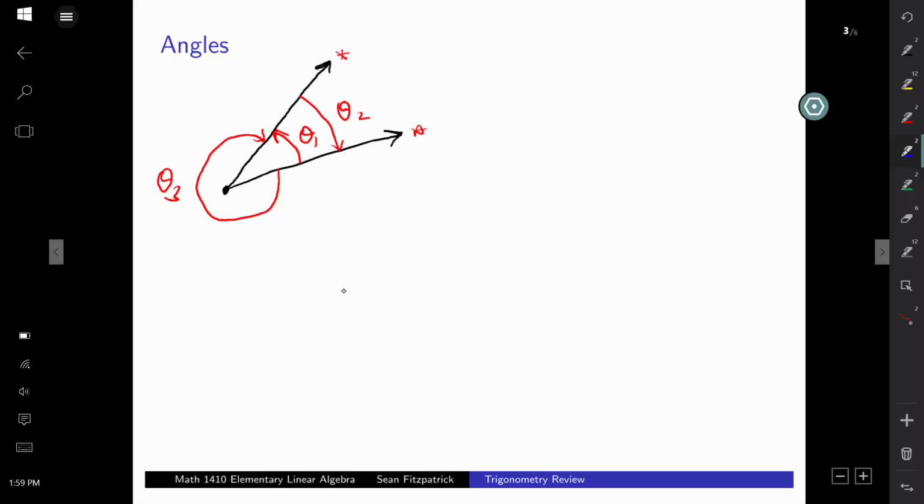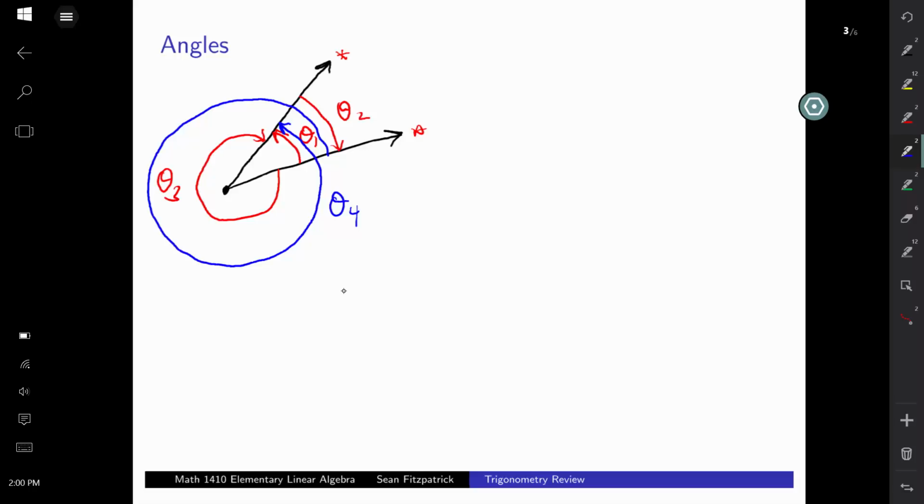Or maybe you want to get really creative and do something like, you go out and you keep going and you go all the way around and you do a complete revolution, and then you go a little bit more until you end up at the other one. That would also define an angle. Maybe call that guy theta 4. So there are lots of different angles that you can define.